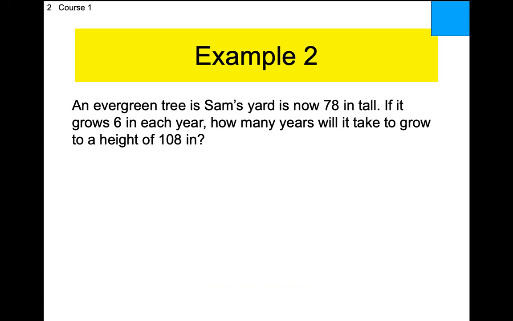An evergreen tree in Sam's yard is 78 inches tall, not very tall. If it grows 6 inches each year, how many years will it take to grow to 108 inches?